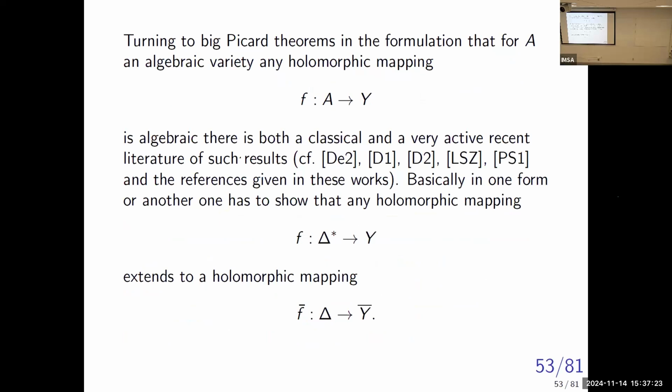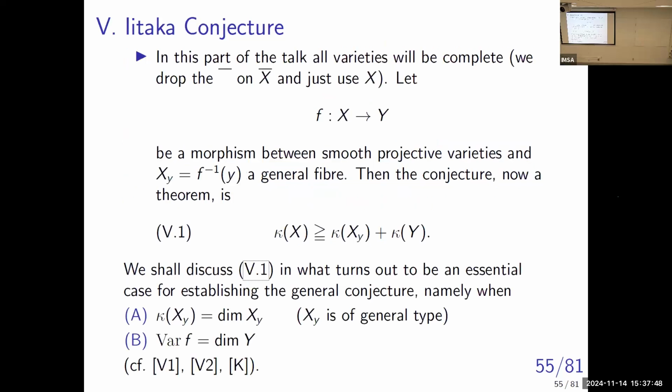For the big Picard theorems, again, recall that the big Picard theorem says that in one complex variable, the simplest version says if you have a map of a punctured disk into P1 minus 3 points, then it extends across the origin. Or if you have a holomorphic map of a non-compact algebraic curve to P1 minus 3 points, then it's a rational map, because it extends across the missing points.